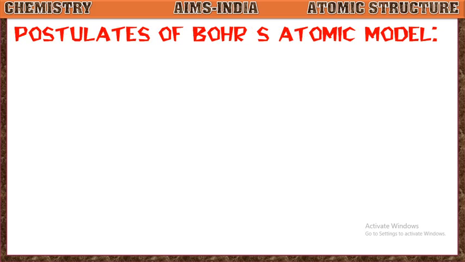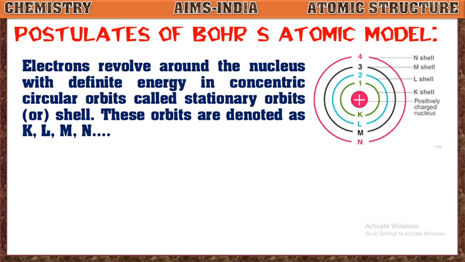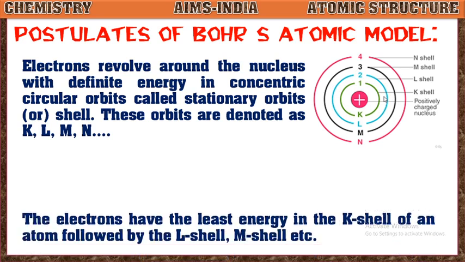Here we see the important postulates from Bohr's model of atom. Electrons revolve around the nucleus with different energies in concentric circular orbits, which are called stationary orbits or stationary shells. These orbits are denoted with the symbols K, L, M, N and so on, or 1, 2, 3, 4 and so on. So here this is a nucleus. Around this, electrons are revolving in concentric circular paths, which are called stationary orbits.